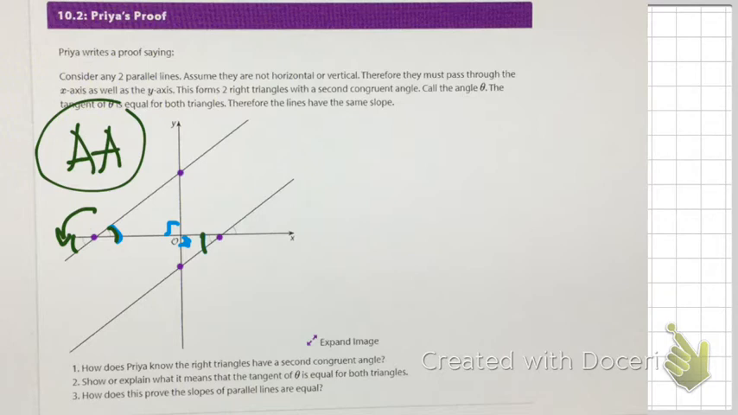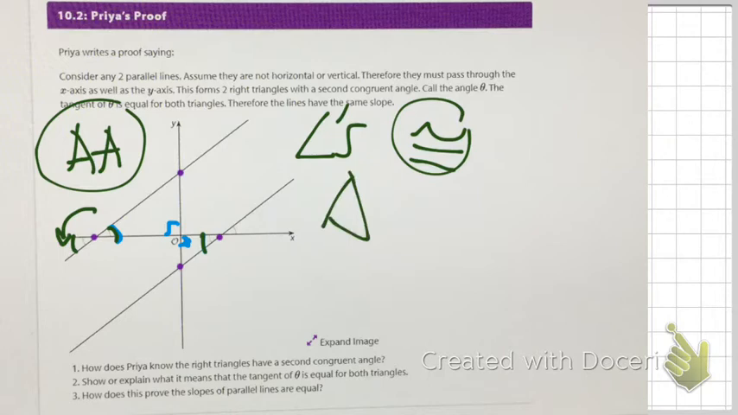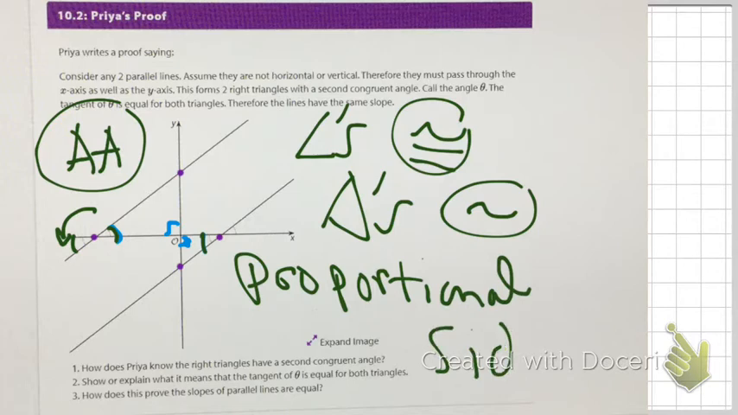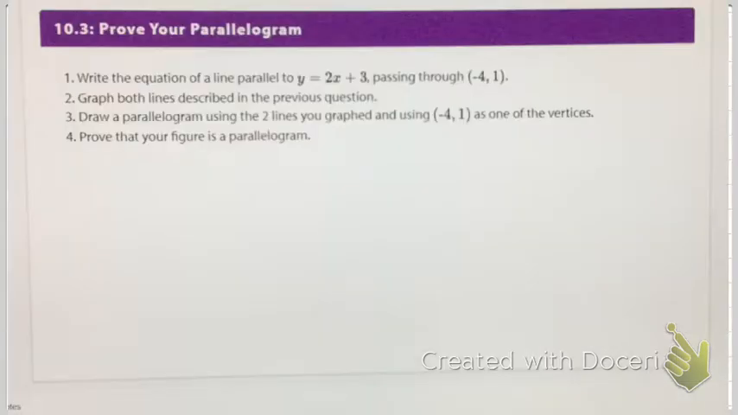Okay, so here's the idea. The angles are congruent, but the triangles are similar. That's kind of an important difference. Similar triangles have proportional sides. That goes back to trig a little bit. Proportional sides mean that their ratios are proportional. There's a scale factor going on there, so that means the slopes are going to be equal. We could check those changes in y and changes in x. That's Priya's proof; take a look at that.